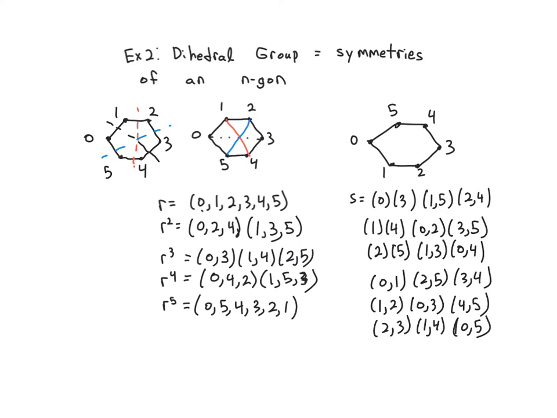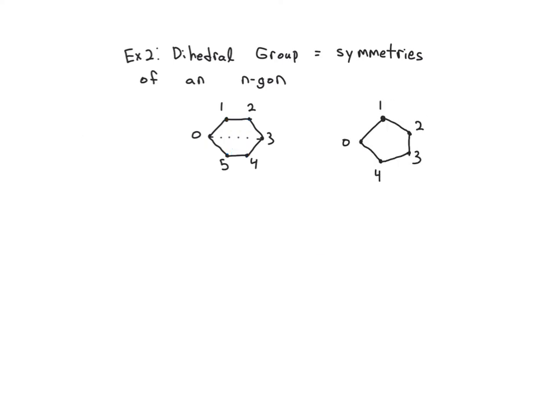And notice I forgot the identity element, which is r to the 6th. And so there's the 12 elements in this dihedral group. And we see that they are all, in fact, permutations. As another example, let's look at n equals 5. Here I'm going to do the calculations a lot more quickly. I just want to point out that the rotation group is that 5-cycle group we talked about earlier.